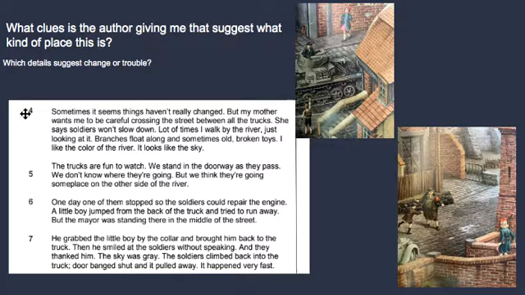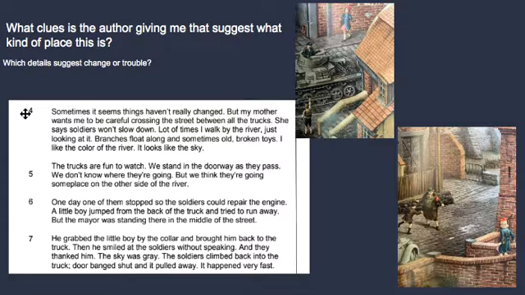Sometimes it seems things haven't really changed, but my mother wants me to be careful crossing the street between all the trucks. She says soldiers won't slow down. A lot of times I walk by the river, just looking at it. Branches float along and sometimes old broken toys. I like the color of the river. It looks like the sky. The trucks are fun to watch. We stand in the doorway as they pass. We don't know where they're going, but we think they're going someplace on the other side of the river. One day, one of them stopped so the soldiers could repair the engine. A little boy jumped from the back of the truck and tried to run away, but the mayor was standing there in the middle of the street. He grabbed the little boy by the collar and brought him back to the truck. Then he smiled at the soldiers without speaking, and they thanked him. The sky was gray. The soldiers climbed back into the truck, door banged shut, and it pulled away. It happened very fast.